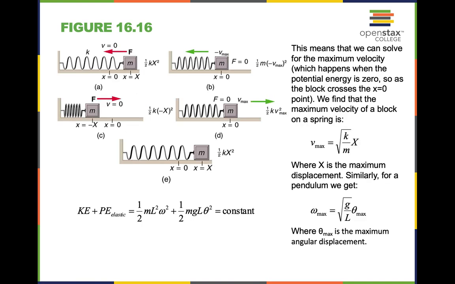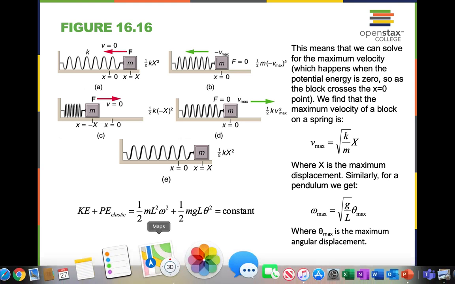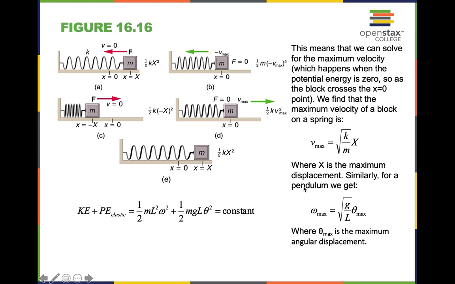So this means that we can solve for the maximum velocity, which happens when the potential energy is 0, so that the block crosses over the x equals 0 point. Remember the equilibrium position. We find that the maximum velocity of a block on a spring is v max equals square root k over m times x, where x is the maximum displacement. Remember, this would be like your amplitude. Similarly, for a pendulum, we have omega max equal to square root g over L times theta max, where theta max is the maximum angular displacement. So these are just equations we've seen before. This is just putting it in terms of what we just learned here.